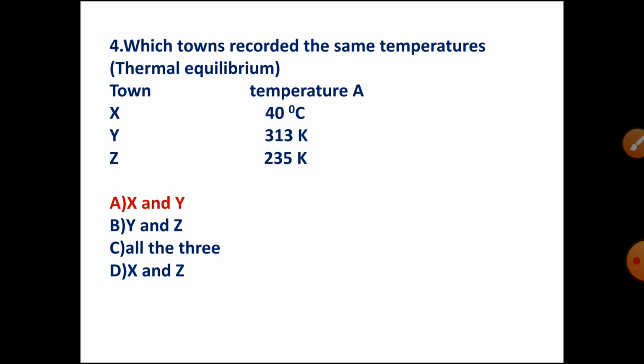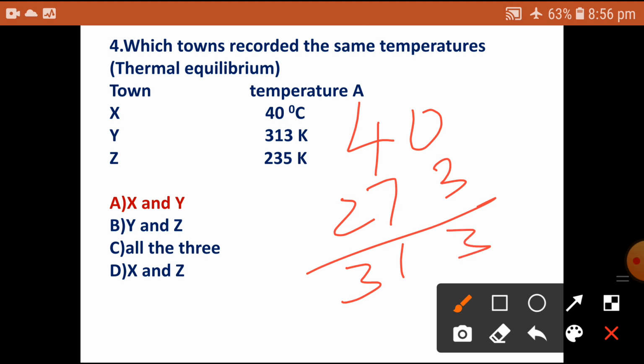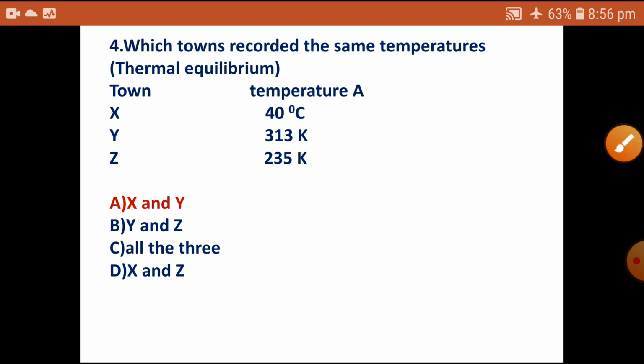Here X is in degree centigrade and Y, Z are in Kelvin. So I am converting 40 degrees into Kelvin scale. So 40 plus 273, 313 Kelvin. So X is 313 Kelvin, Y is 313 Kelvin, Z is different. So the answer is X and Y. Likewise, if they ask you like that, first of all you have to convert all the readings into the same scale. First of all you have to remember that.